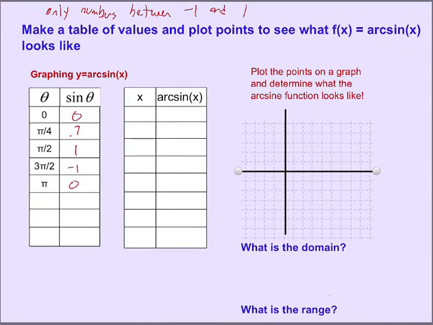Okay, so I know that if I switch my columns, I'll still have 0, 0. So arcsine will still go through the point 0, 0. If the sine of pi over 4 is 0.7, that means the arcsine of 0.7, which remember is root 2 over 2, but that's kind of annoying to put onto an x-axis, is pi over 4. And the arcsine of 1 would be pi over 2. So we can graph those points and see how it starts.